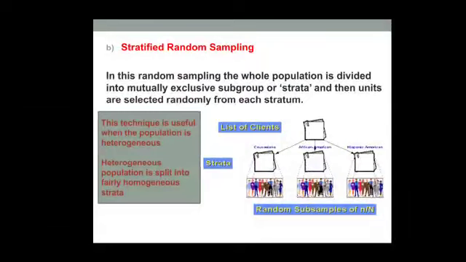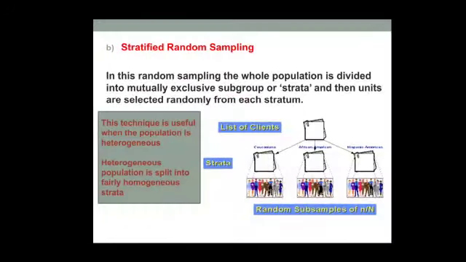And this technique is useful when the characteristics of the population are heterogeneous. When it is heterogeneous, we need units from different sectors, different groups as samples. So then it is used. So a heterogeneous population is split into formally homogeneous strata in stratified random sampling. Or you see the examples given there. Okay.